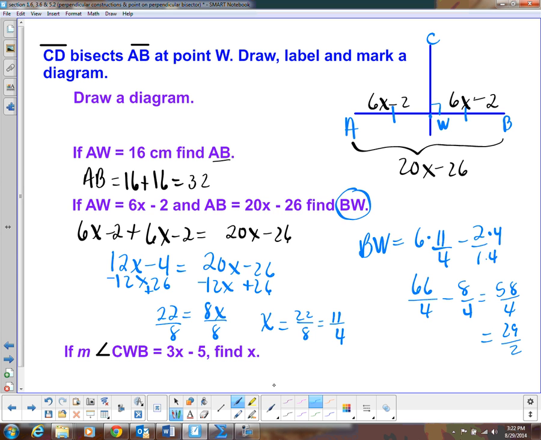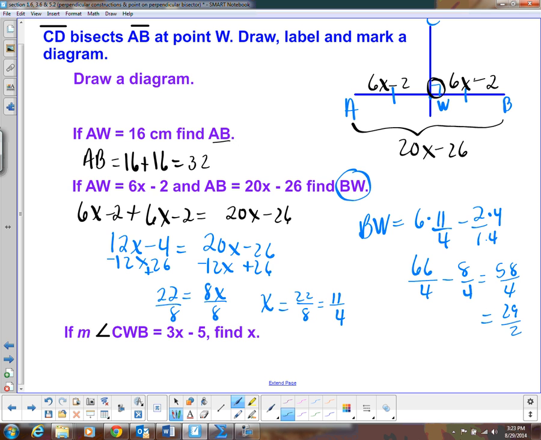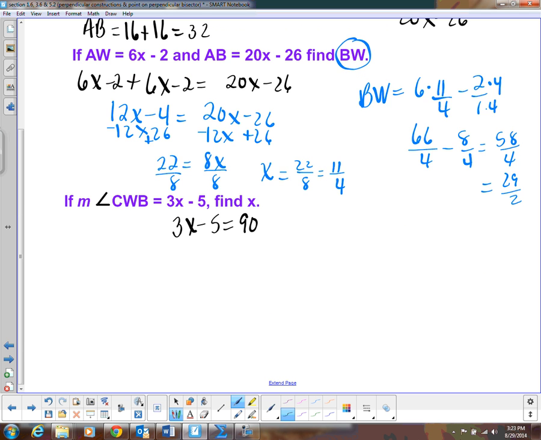Right. So now we're talking about angle C, where's C? CWB. See that box? That tells you right angle. Right angle means 90 degrees, which means 3x minus 5 equals 90 degrees. So that means 3x equals 95, or x is equal to 95 over 3.